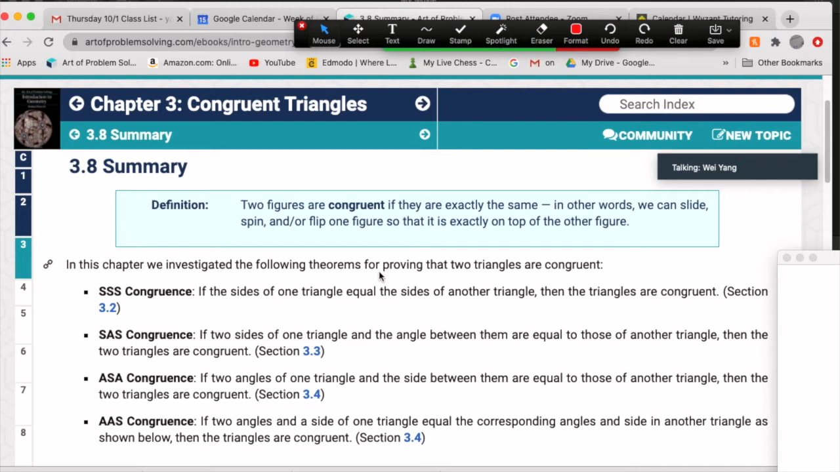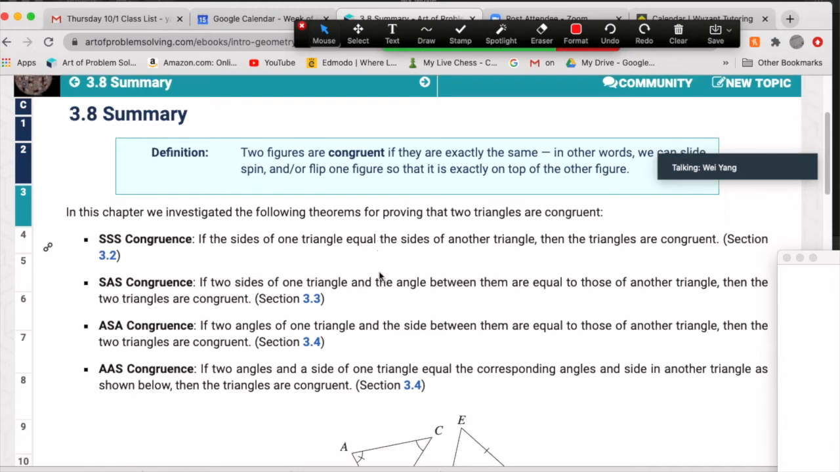In this chapter, we learn a lot of stuff. The most important stuff is congruence. You need to understand what congruent is. Congruent means two shapes are exactly the same if you don't consider their position and direction, and only consider their size and shape. Here we only consider triangles. If they are congruent, they are exactly the same in shape and size.